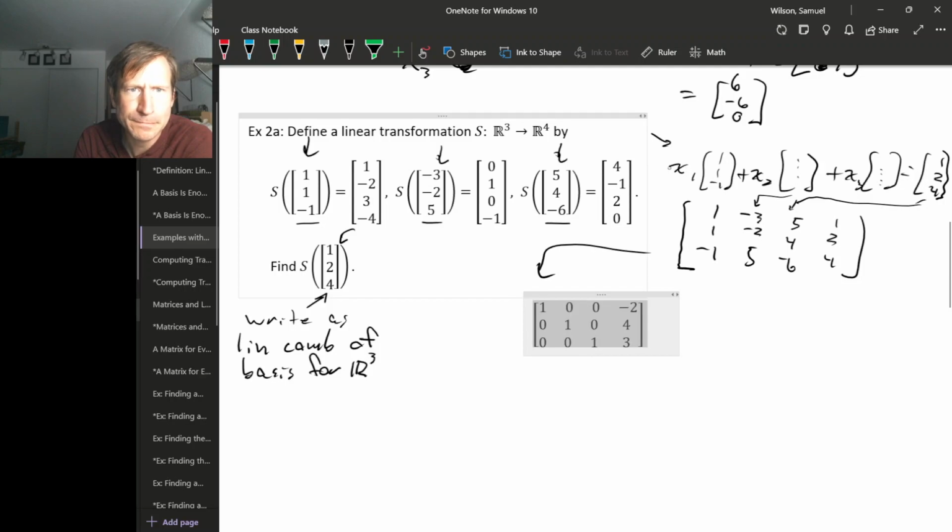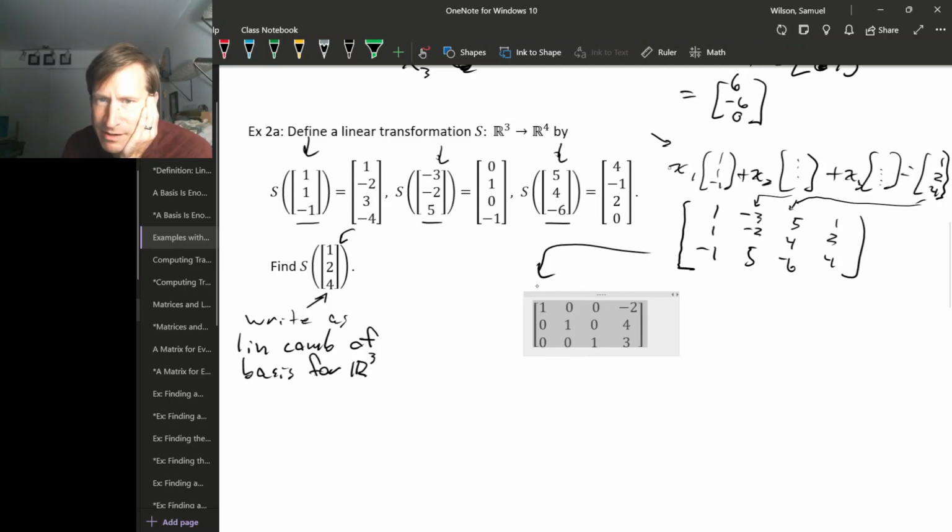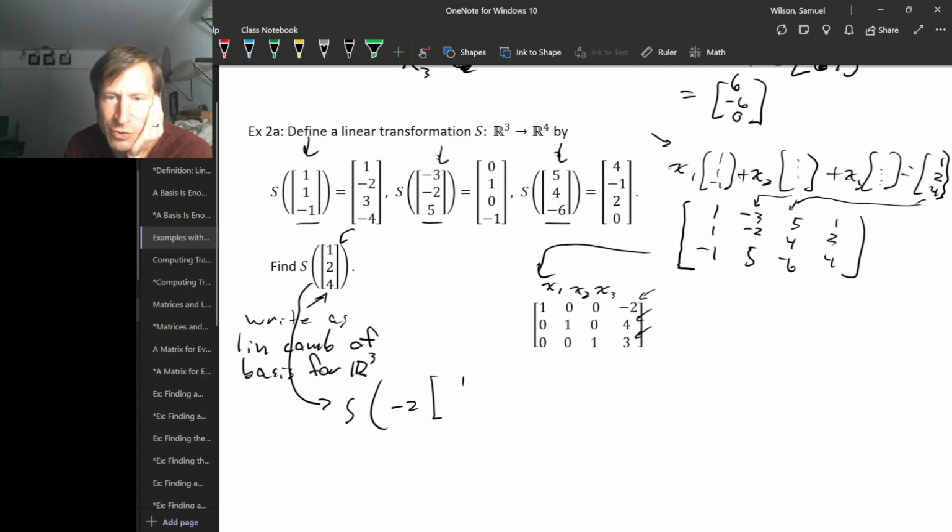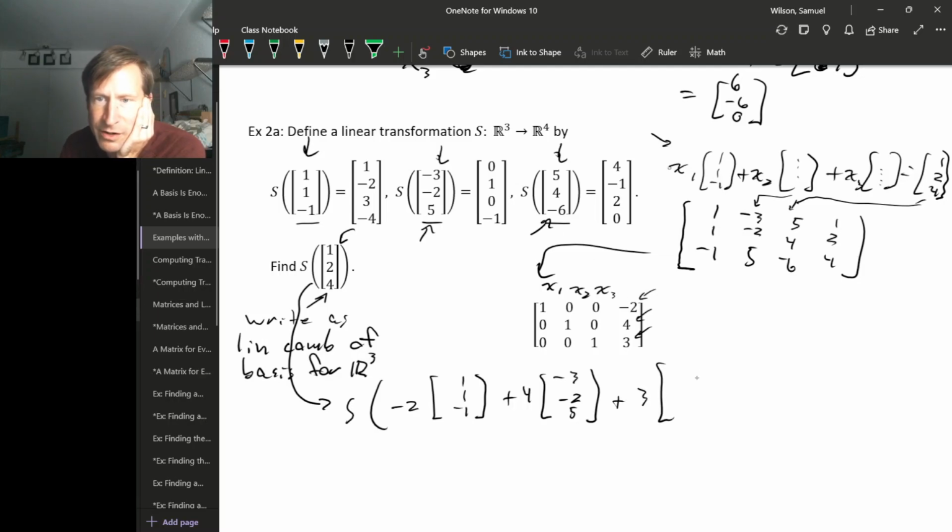That's what we get. Okay. So this is telling us that x1 is -2, x2 is 4, and x3 is 3. So that means that, coming back to this input vector, 1, 2, 4 is -2 times our first input vector, 1, 1, -1, plus 4 times our second basis vector right here, -3, -2, 5, plus 3 times our third basis vector, this one here, 5, 4, -6.